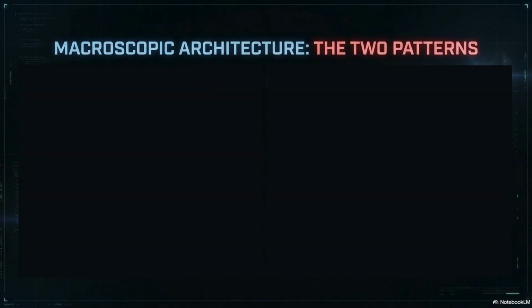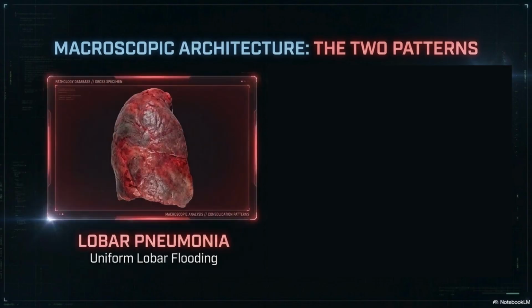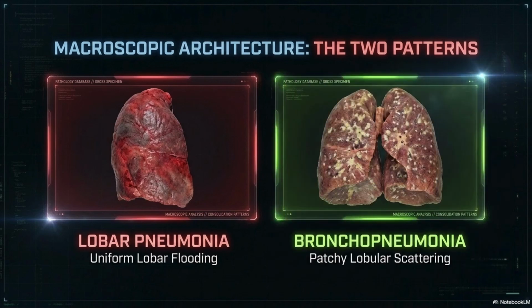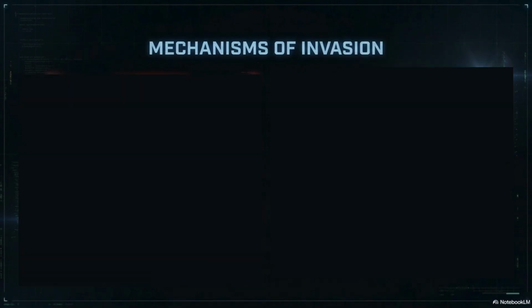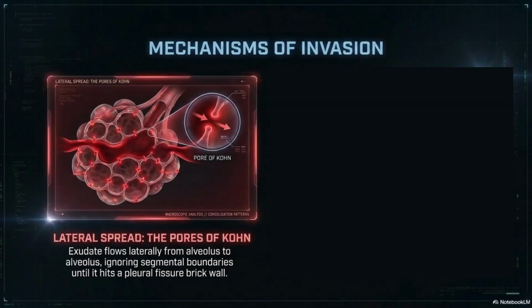Before identifying the bug, let's look at the macroscopic architecture and the two patterns of bacterial invasion. The first is lobar pneumonia, characterized by uniform lobar flooding. The second is bronchopneumonia, which presents as a patchy lobular scattering. Let's examine the mechanisms of invasion for these patterns. In lobar pneumonia, we see lateral spread via the pores of Kohn. The exudate flows laterally from alveolus to alveolus, ignoring segmental boundaries until it hits a pleural fissure brick wall.